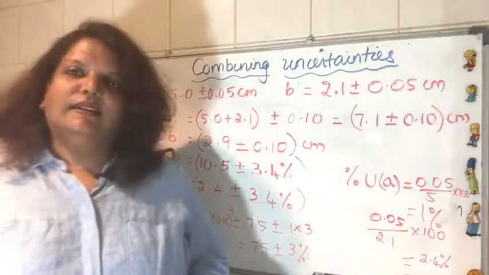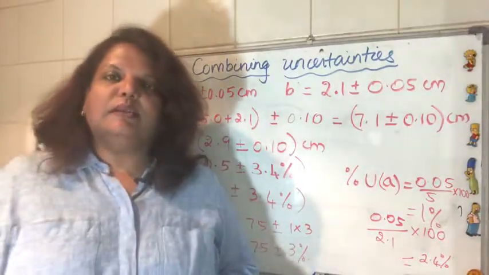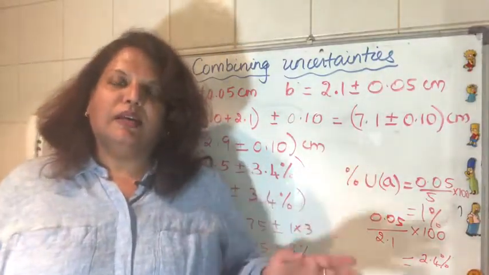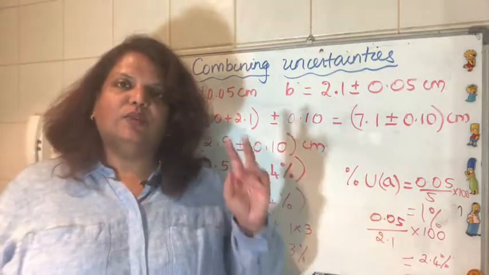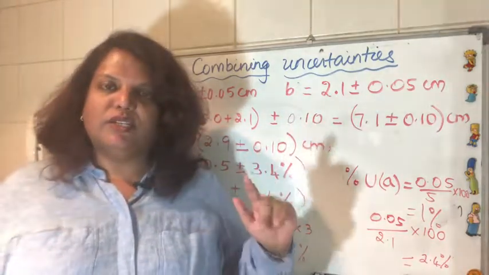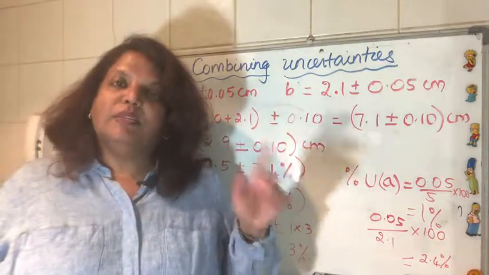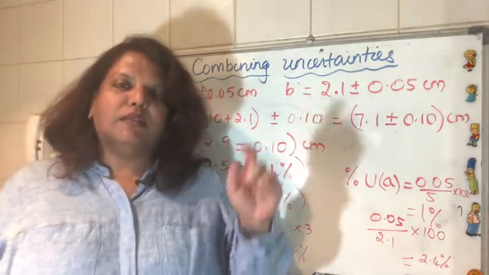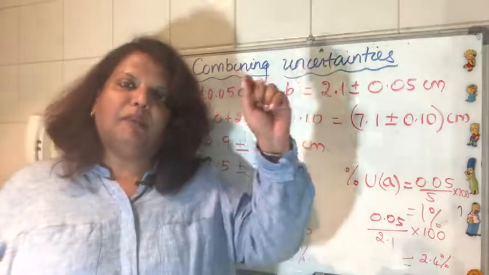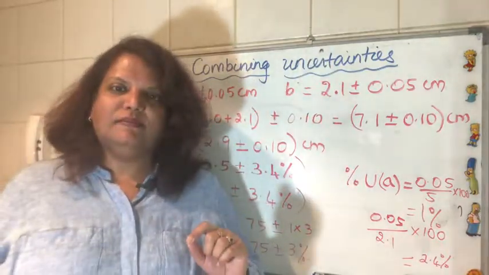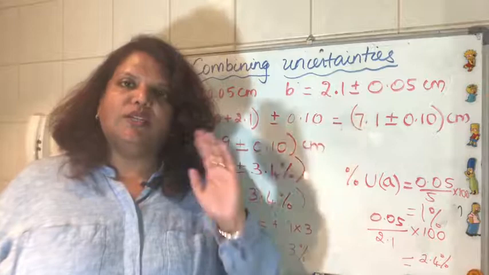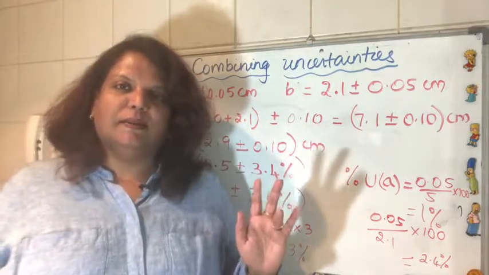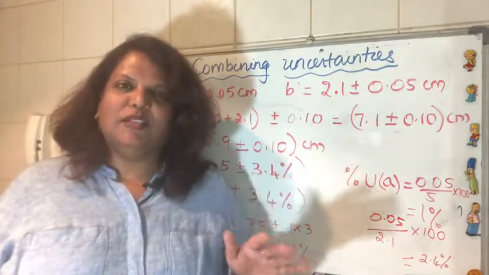Got it? I hope you have gotten some idea about how to combine uncertainties. As I told you, absolute uncertainties you add for addition, subtraction; add percentage uncertainties for multiplication, division. If it is power, percentage uncertainty multiplied by the power of the quantity. But the actual operations you will perform as usual. Clear? I hope you have understood.